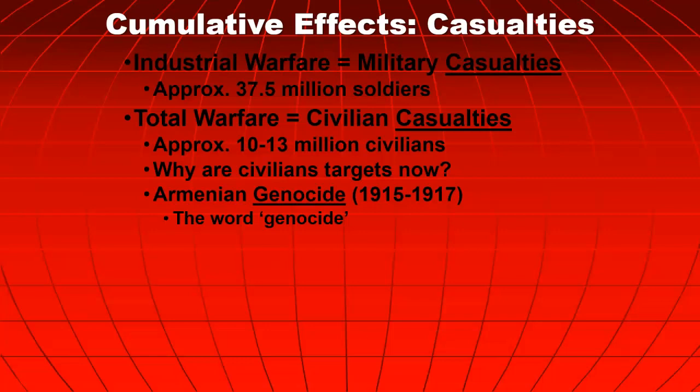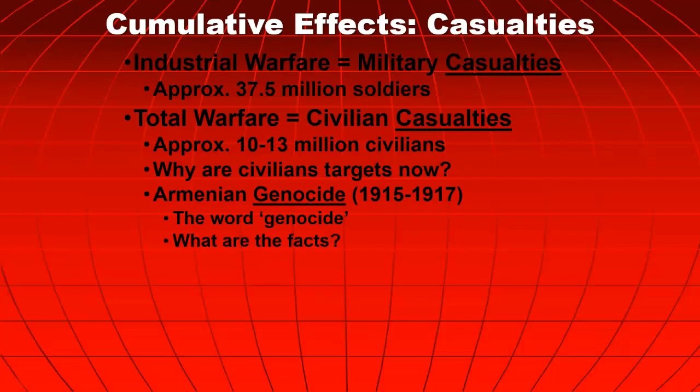What they witnessed or what they found after the fact was something that they had never seen before, and they didn't have a word for it. So the idea of genocide is born. That is trying to eliminate an entire population of a particular racial, ethnic, or religious group of people. In this case, it's the Armenians.